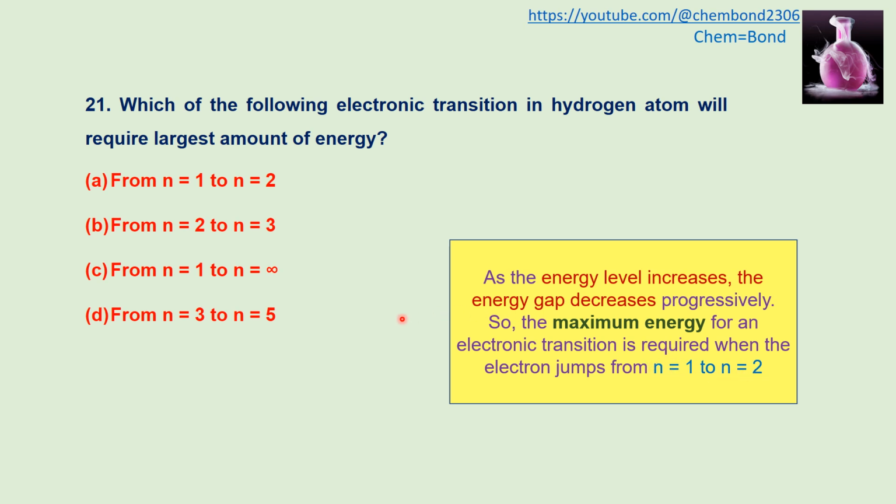As we move to the higher energy levels, the energy difference between the levels decreases. The levels that are closer to the nucleus have the maximum energy gap. So the energy required for their transition is more compared to the other transitions that are away from the nucleus. So n1 to n2 will require the greater amount of energy.